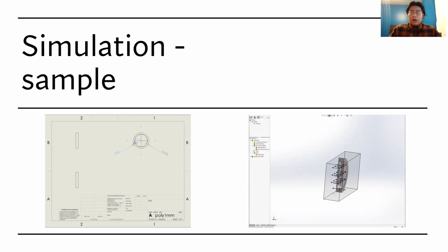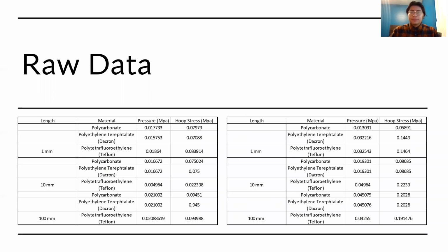And then this will help to simulate and see the stresses within the blood vessel, whether or not the material can withstand it. Now here you see the raw data. The left image is at the normal blood flow, and the right image is at 5 times the blood flow.